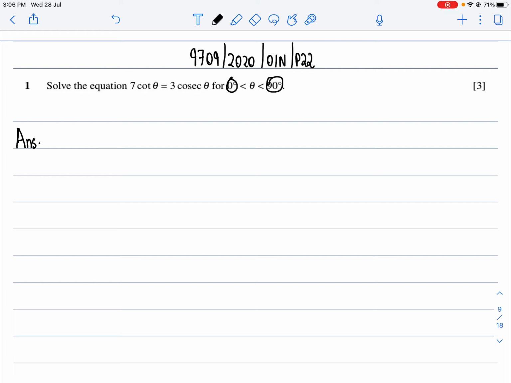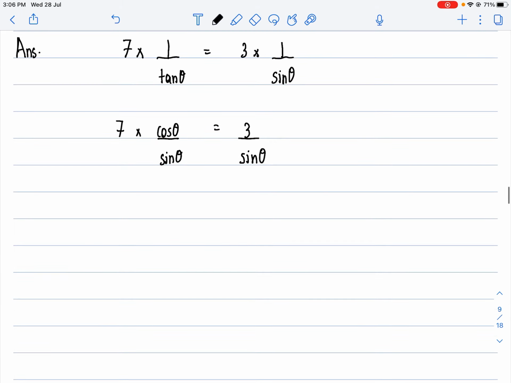Now I can write this as 7 multiplied by cot theta as 1 over tan theta, which is equal to 3 multiplied by cosec theta as 1 over sine theta. So I can write this as 7 multiplied by 1 over tan theta, which is basically cos theta over sine theta, which is equal to 3 over sine theta, correct? This is what I can do.